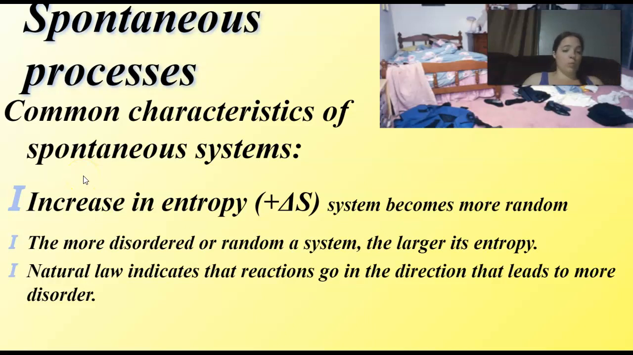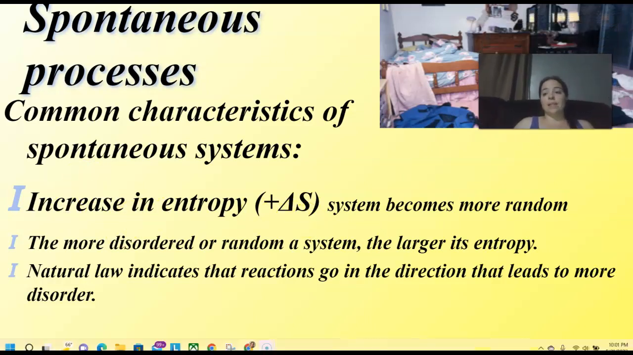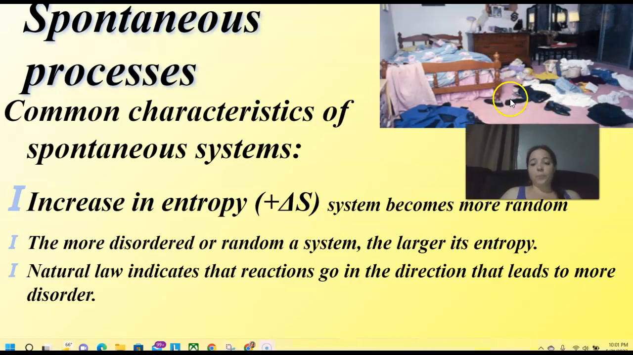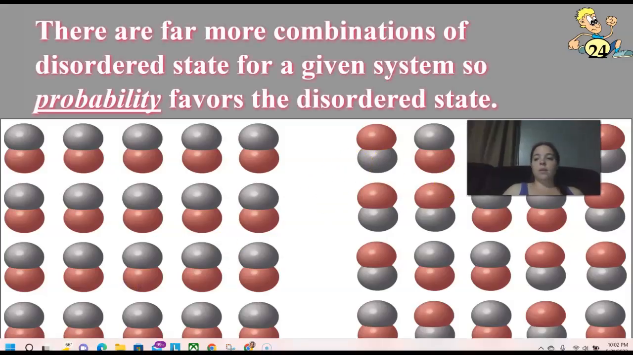So what are some more things? Increase in entropy, delta S. Entropy is chaos, like this bedroom right here. So with an increase in entropy, systems become more random. The more disordered or random a system, the larger the entropy. Natural law indicates reactions go in the direction that leads to more disorder, more chaos.